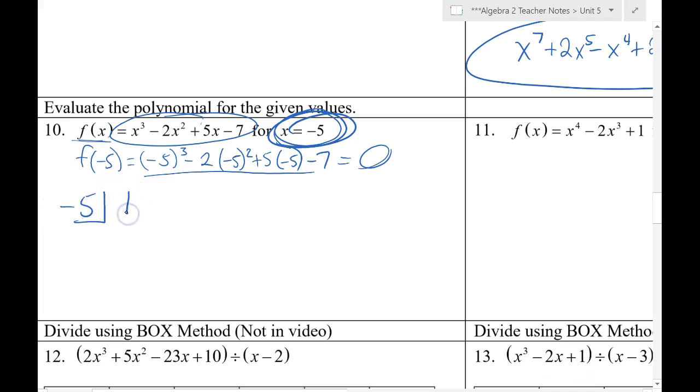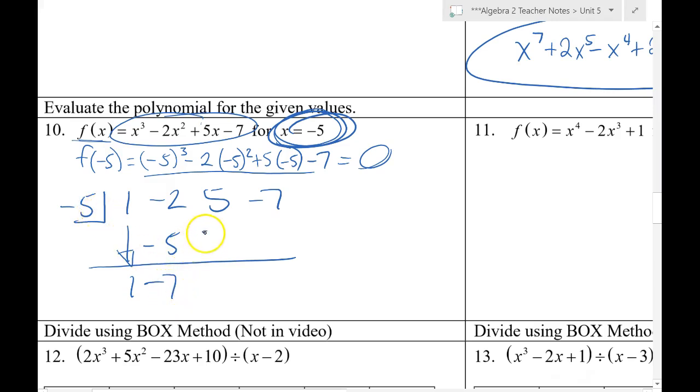And then write down the coefficients like we did before. Draw your line, and the steps are the same. So now bring down the 1, the leading coefficient, negative 5 times 1 is negative 5. Add up the column, or simplify it, get negative 7. Then negative 5 times that new number, negative 7, would be plus 35. Add those together, I get 40. And then negative 5 times 40 is negative 200. Then add that column together, I get negative 207.